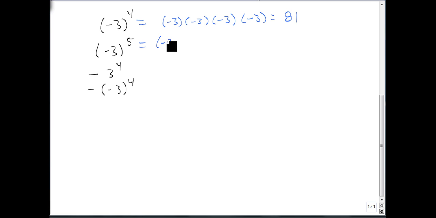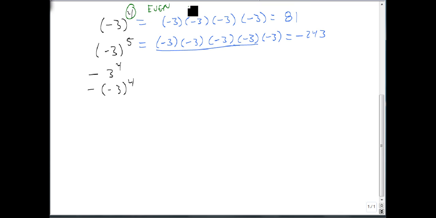Our negative 3 to the 5th has the same basic setup. In fact, we can use what we've already started, because these 4 turn into a positive 81, multiply by an extra negative, multiply by an extra 3, and we end up with negative 243. One key thing to note here: if you have an even power, you're going to get a positive, no matter what it starts as, positive or negative. If it's an odd power, though, whatever it starts as is what it ends as. So always positive if it's even, what it starts as otherwise.